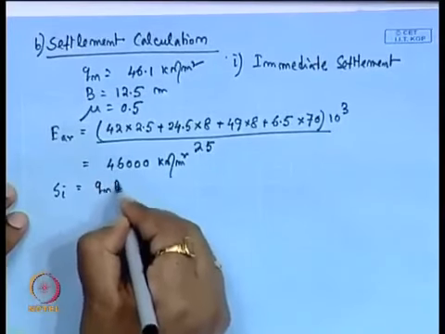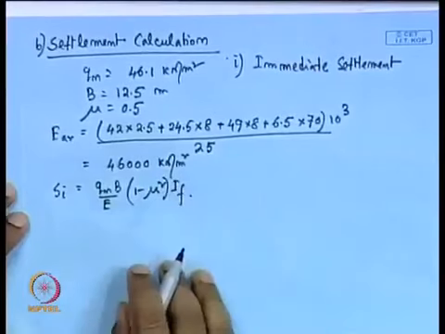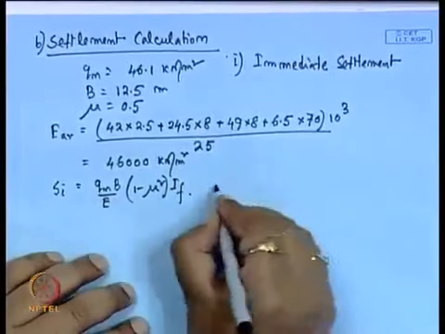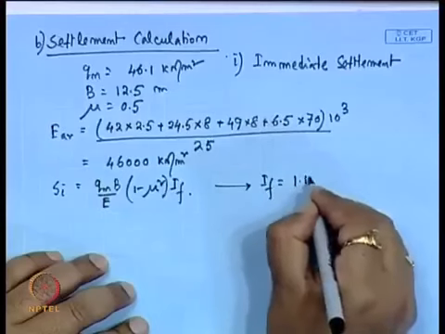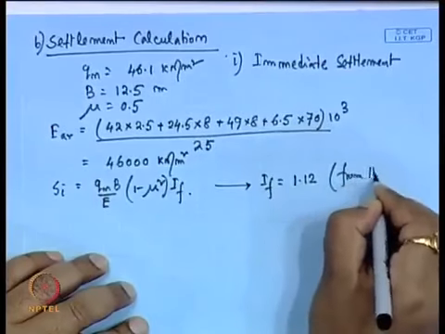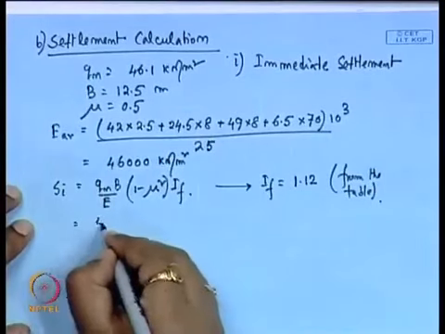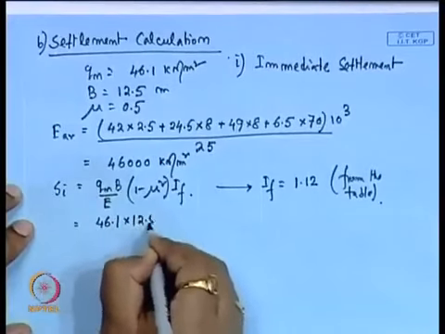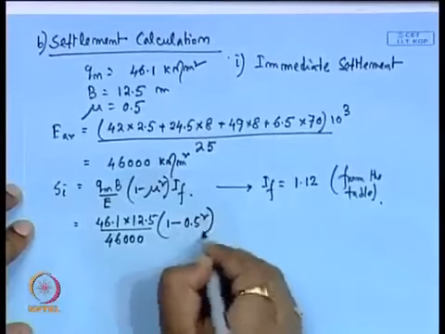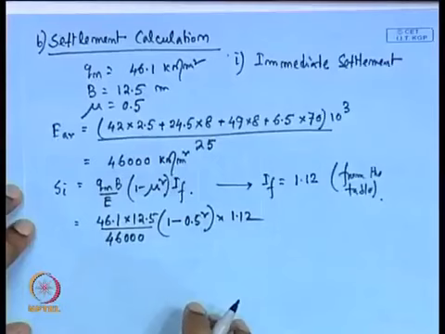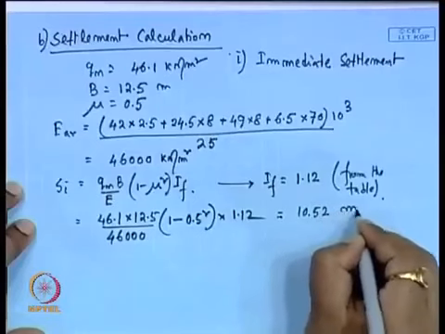this is q_n into B divided by E into (1 minus mu square) into I_f. This is the influence factor. Now, for this, from the table, influence factor for the square footing we are taking 1.12. So, we can put this: q_n is 46.1, B is 12.5, E is 46,000, 1 minus 0.5 square, influence factor 1.12. So, the value that will come is 10.52 millimeter.